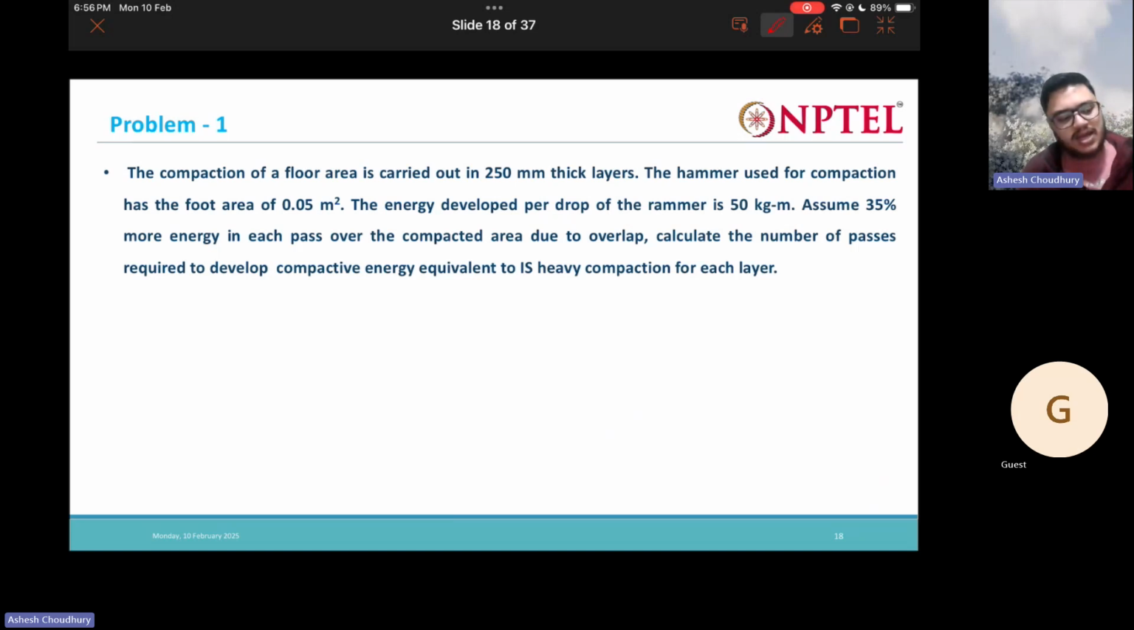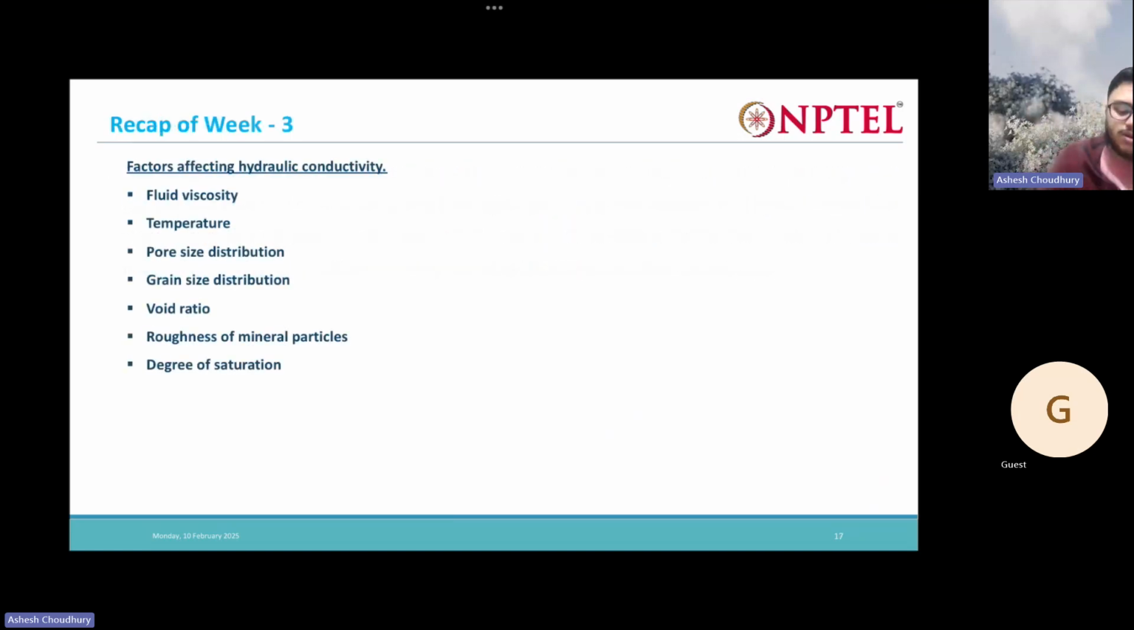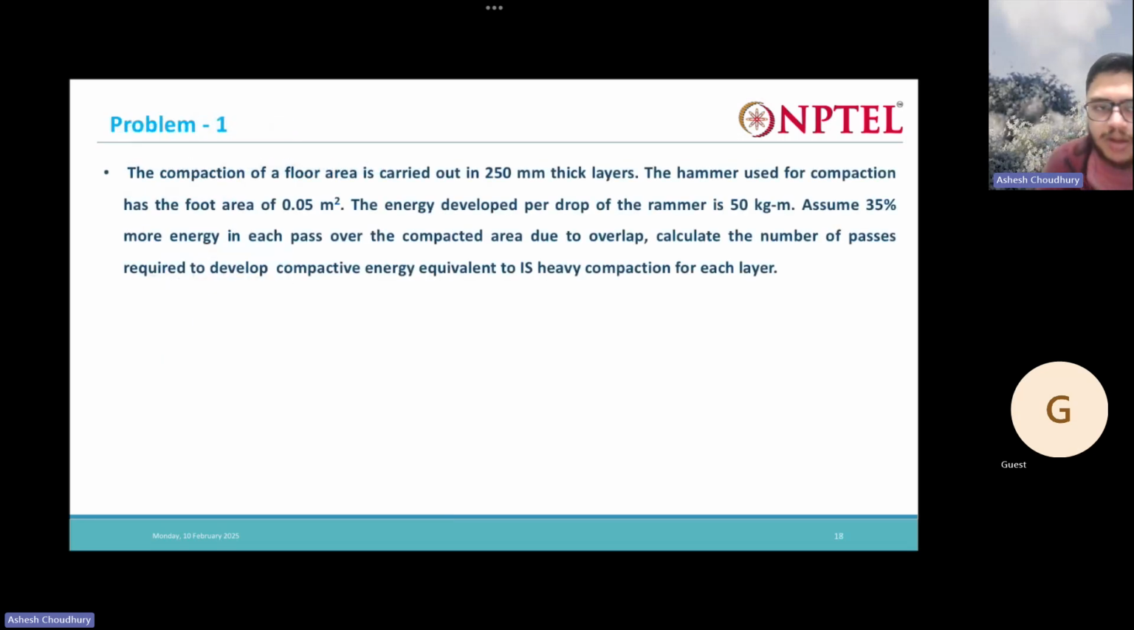Try to do that. Indian Standard heavy compaction is similar to the modified Proctor test, but the volumes and the heights are a little bit different. From there, you need to find out the compactive energy that is imparted in the heavy compaction test, that you need to calculate first. Okay, so try to think for a minute, then I will solve.